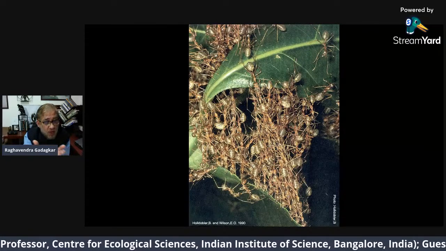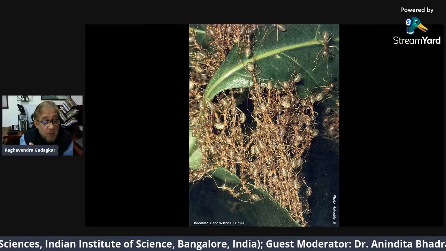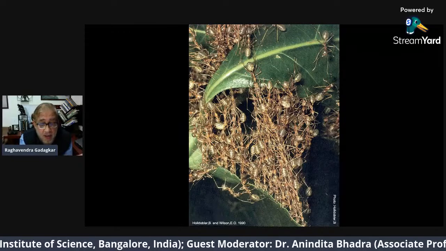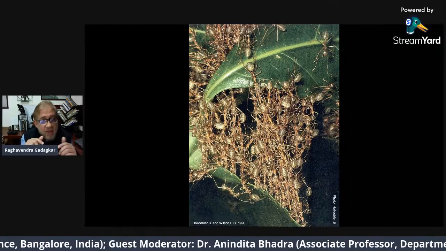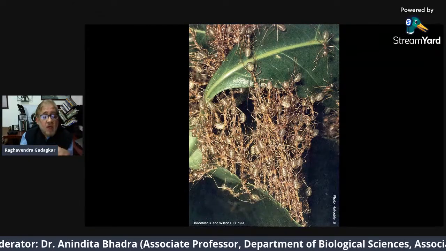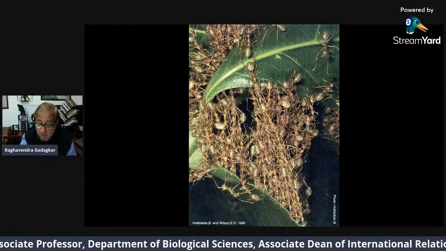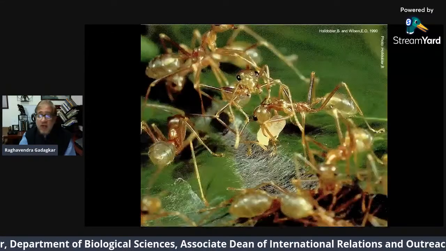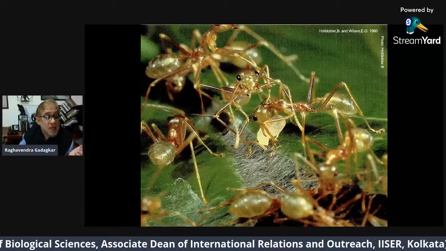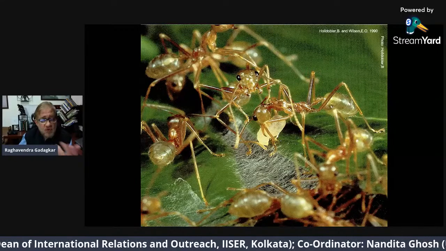And when the leaves come together, they actually stitch the edges of these leaves with silk thread. Where do they get the silk thread? Adult ants cannot produce silk, but larvae can produce silk. But larvae normally, in most species, produce silk for their own good, for making their own protective cocoons when they become pupae. But in this species, the larvae donate their silk for the communal nest. They don't make cocoons for themselves at all. All the silk that larvae produce is donated.